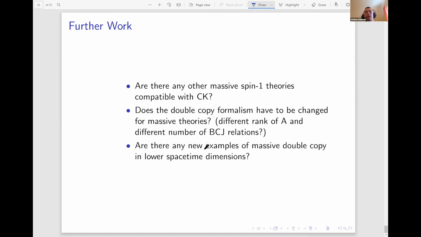And this Gram determinant is non-zero only if the dimension of the spacetime is greater than 3. So that brings me to the direction for our future work. We're going to continue looking for other massive spin-1 theories compatible with color-kinematics that do not give any spurious pole in the double copy. And we're going to try to understand whether we really need to require the rank of A to be the same in the massive case as in the massless case. And also, as I mentioned, we're going to look at the lower space-time dimensions.